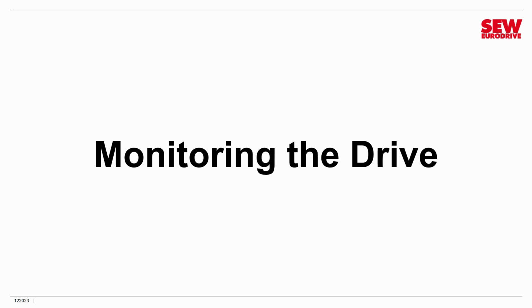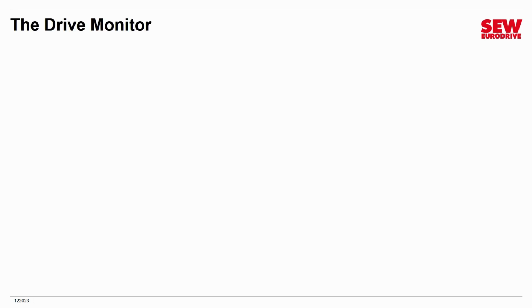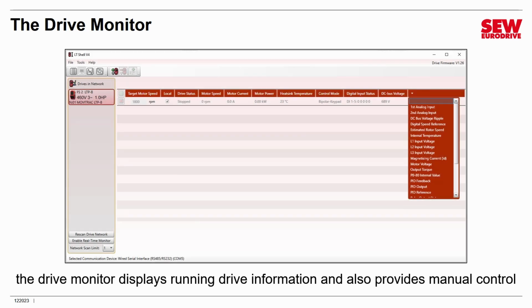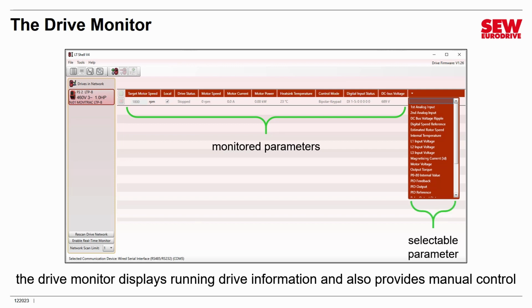Well, when you click the appropriate button to bring up the drive monitor, you'll get into the drive monitor screen, which looks something like this. It shows running drive information, and it also provides manual control. Let's just take a quick look at the different features available in the drive monitor. First of all, we have a group of parameters, which are the monitored parameters. When you activate monitoring, these will change to reflect their current status. There's also a selectable parameter that you can pick to monitor, and actually you can add additional selectable parameters if you wish. I'll show you this later.